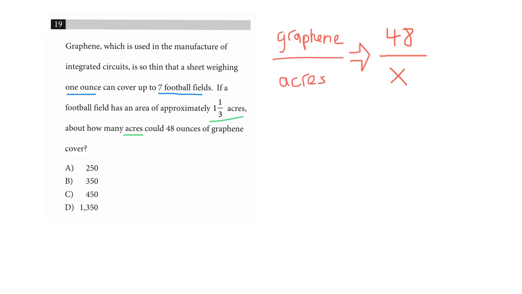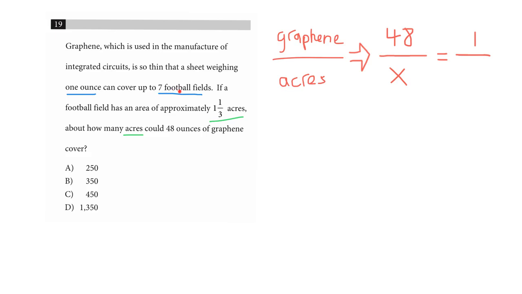But then we have to ask ourselves, well, what other pieces of information did the problem give us? Well, according to them, 1 ounce covers 7 football fields, right? So how many acres does 1 ounce cover, right? Because we can set this equal to 1 ounce over a certain amount of acres here, right? A certain amount of acres here. And then once we have this number, we could cross multiply and find X, right? So the question is, how many acres does 1 ounce cover?